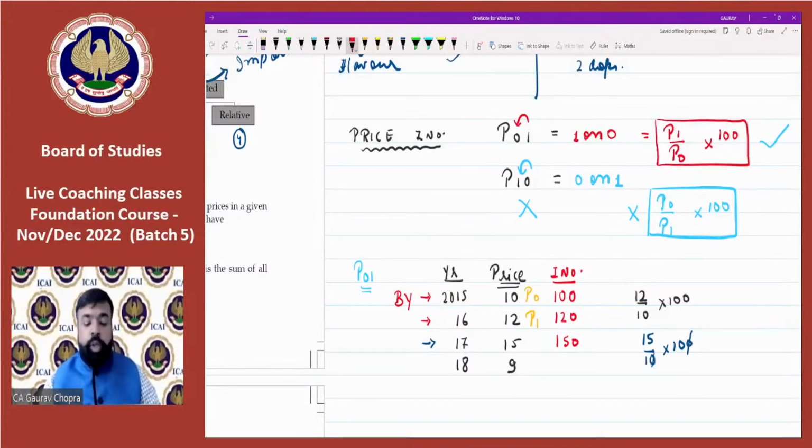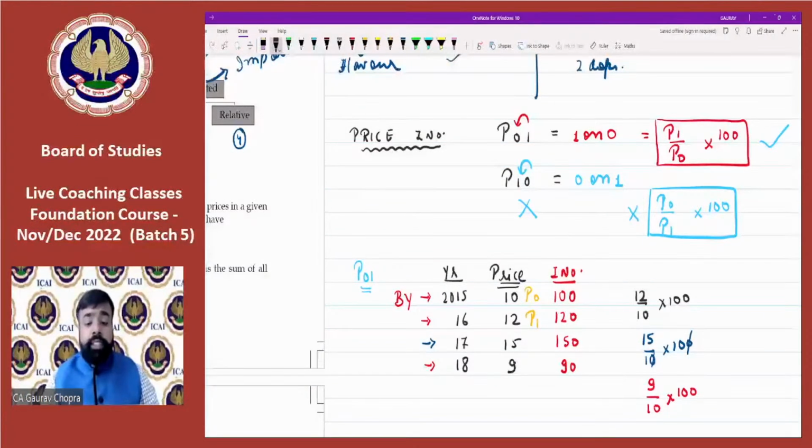And then for 2018, 18 is the current year and 9 is the price of the current year. So 9 divided by 10 into 100, so it is 90. So in this manner, we can calculate the index number for each and every year. Now here we have to see what the interpretation of this index number is.